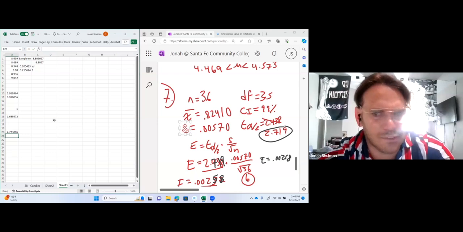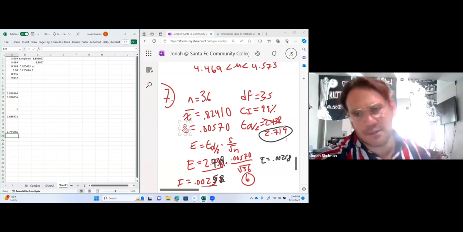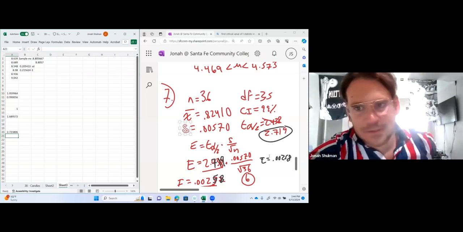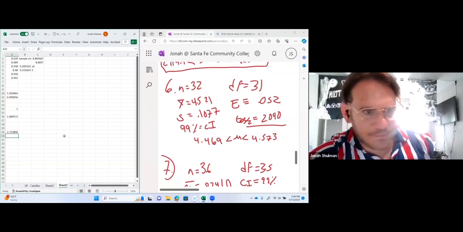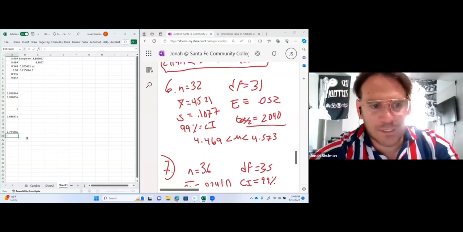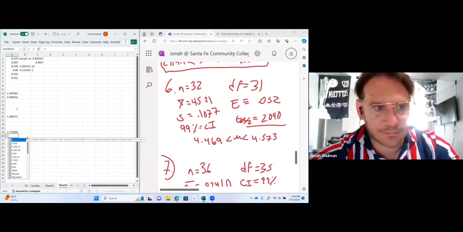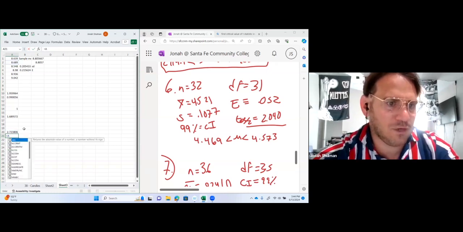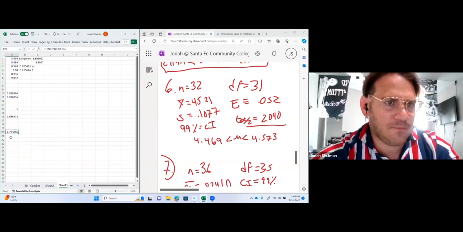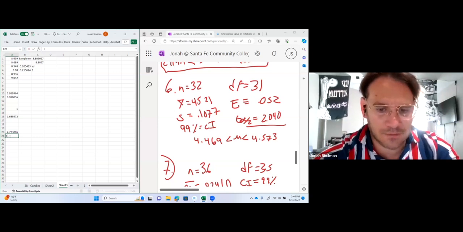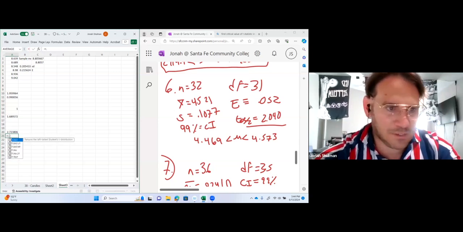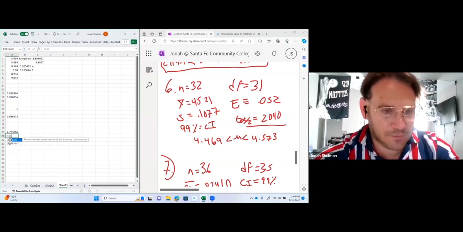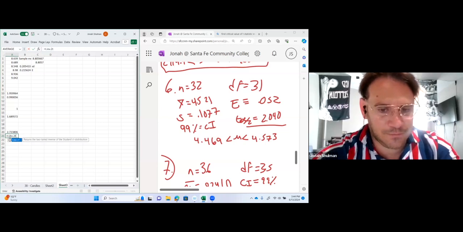Yeah, 2.72, 2.72. I'll take it. It's close enough. Let's try this one. I would recommend just using the table. It's inverse, right? Correct. T dot inverse. Okay, so T equals T dot inverse two tail.